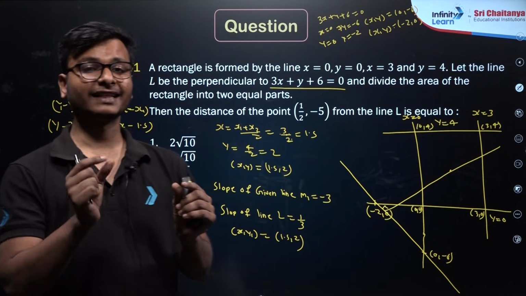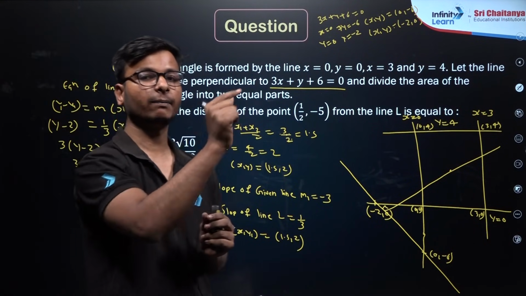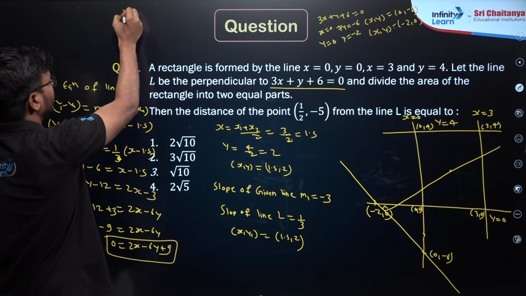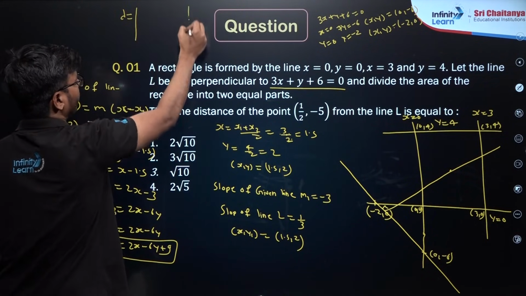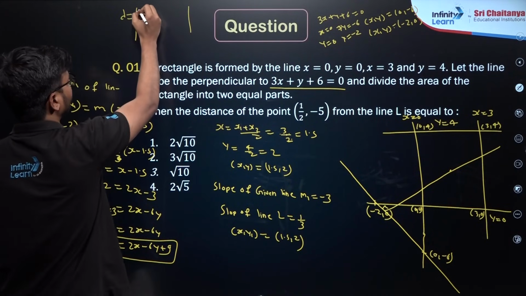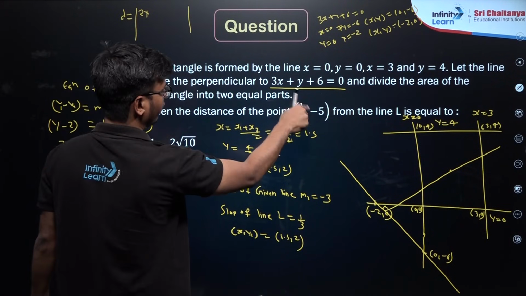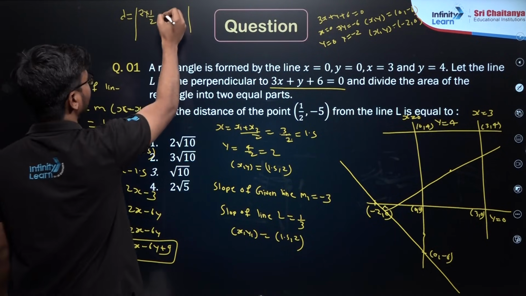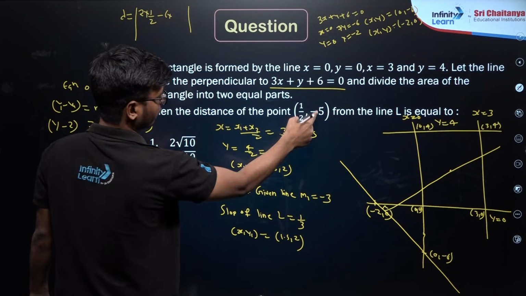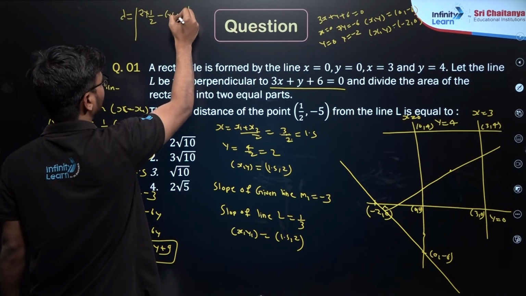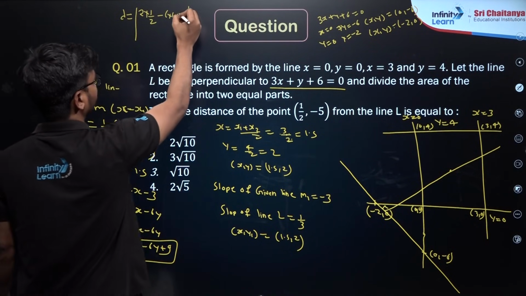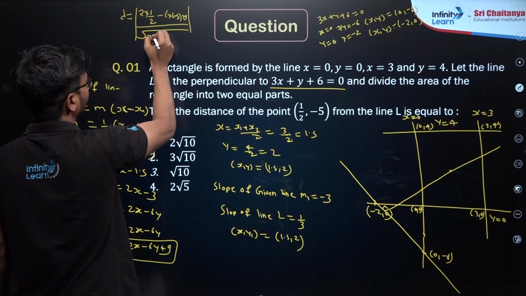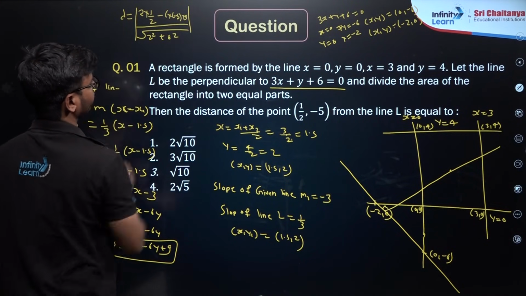Now we know the distance formula. If a line is given and a point is given, the perpendicular distance formula. What is the formula? We are going to get d equals mod of 2 multiplied by the x coordinate, that is 1 by 2 here, minus 6 multiplied by the y coordinate, that is minus 5, and here it is plus 9, upon under root of 2 square plus 6 square.